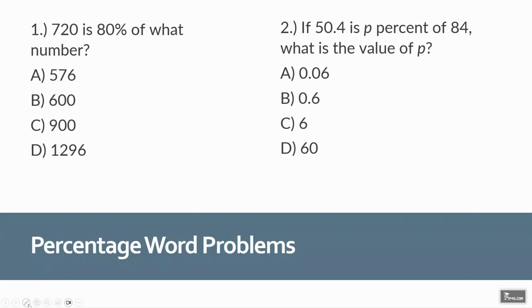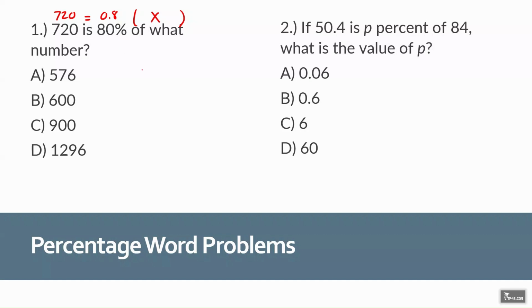Let's do them together. For the first question here, 720 is 80% of what number? We are going to word for word just turn this question into an equation. So 720, the "is" is your equals. 80% means write it as a decimal, 0.8. "Of" means multiply the next thing, right? So I'll use parentheses for that. And what number? Well, there's my variable, so I'll call that x. So there you go. I didn't change the order at all.